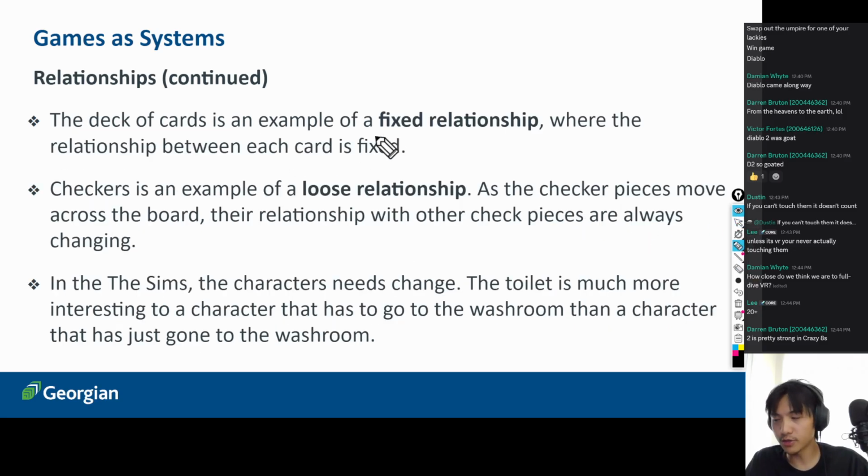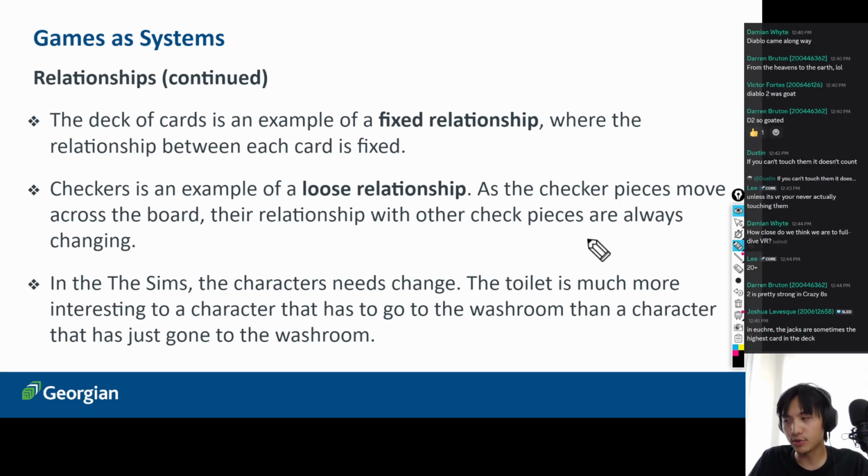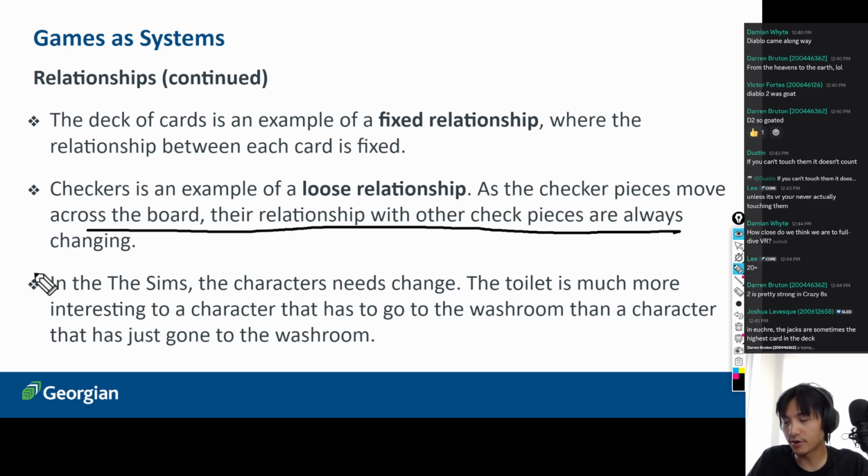In a deck of cards, the relationship is fixed. Every card's relationship with every other card remains the same. But you can also have loose relationships between things when you have stuff like relative position of objects. So these can change over time. As pieces move across the board, their relationship between each other is changing.